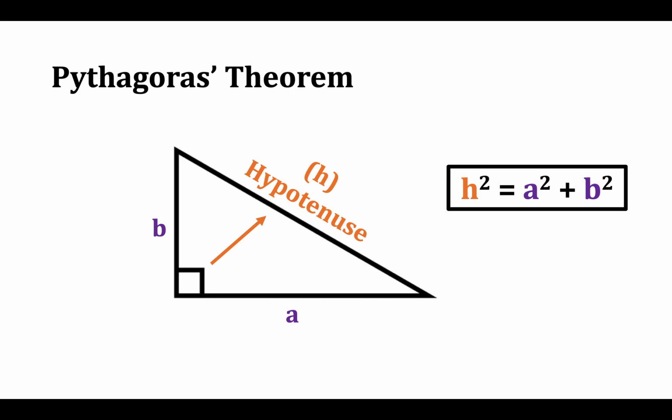So you might recall from yesterday that we discovered Pythagoras' theorem. We also found out that the hypotenuse is the longest length in a right angle triangle, and the hypotenuse can be found opposite the right angle. We also discovered the formula for Pythagoras' theorem, which is the hypotenuse squared is equal to the sum of the squares of the two shorter sides.